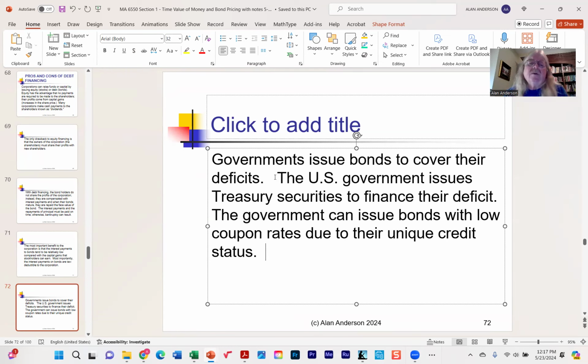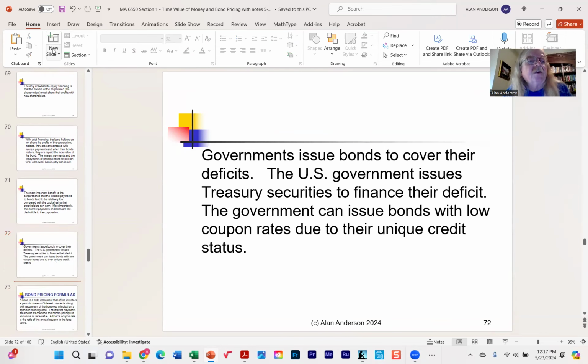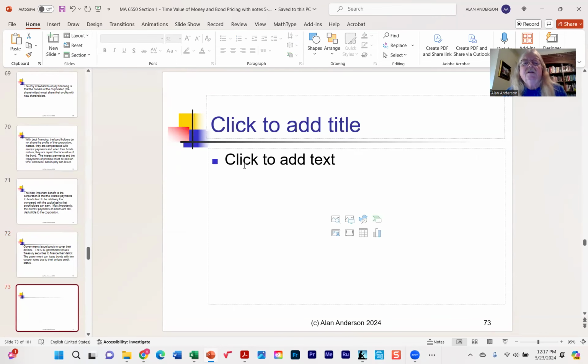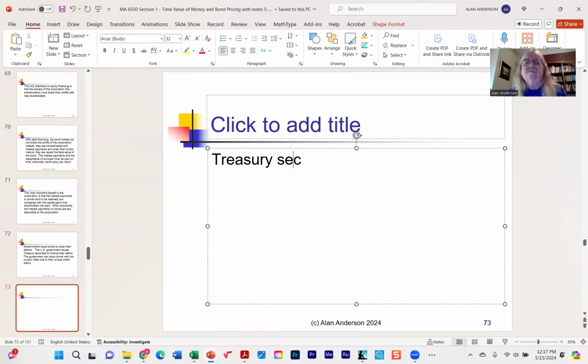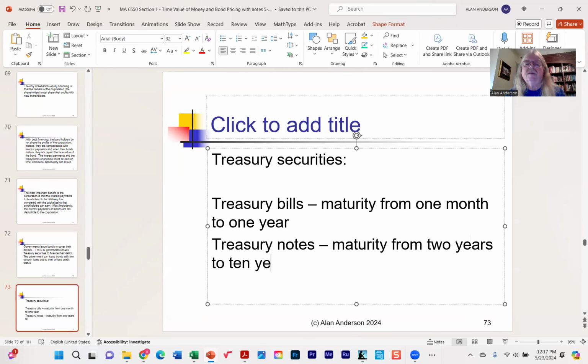Okay. And by the way, I just want to quickly mention here, there are different kinds of treasury securities that you can buy. We looked at a list the other day, but as far as the terminology goes, they're all classified by their maturity. In other words, how long until you get your money back. Treasury bills have maturity from 1 month to 1 year. Treasury notes, maturity from 2 years to 10 years. And then finally, treasury bonds, maturity from 20 to 30 years.